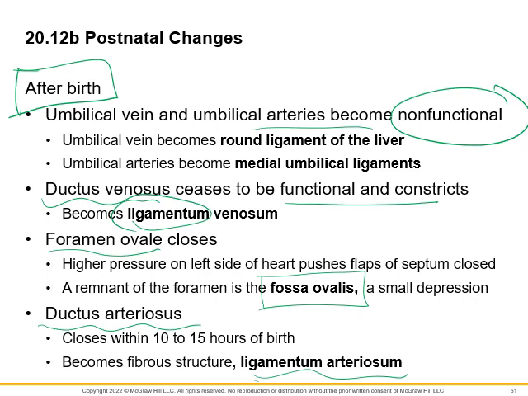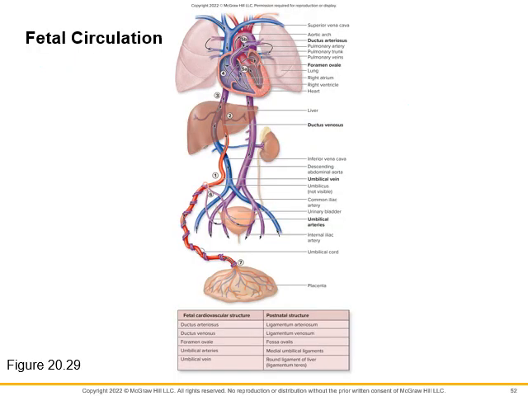So let's look at the image. You can see here the ductus arteriosus. This is where the pulmonary trunk is mixing with the aorta. You can see the ductus venosus. This is where we have the umbilical vein here that's mixing with the inferior vena cava. And then we have here the foramen ovale, which is the mixing of blood between the right and the left atrium.